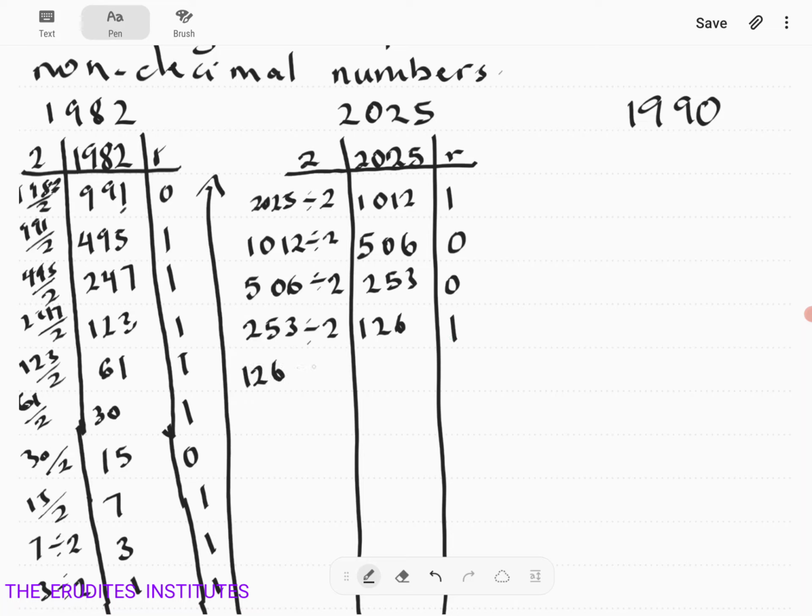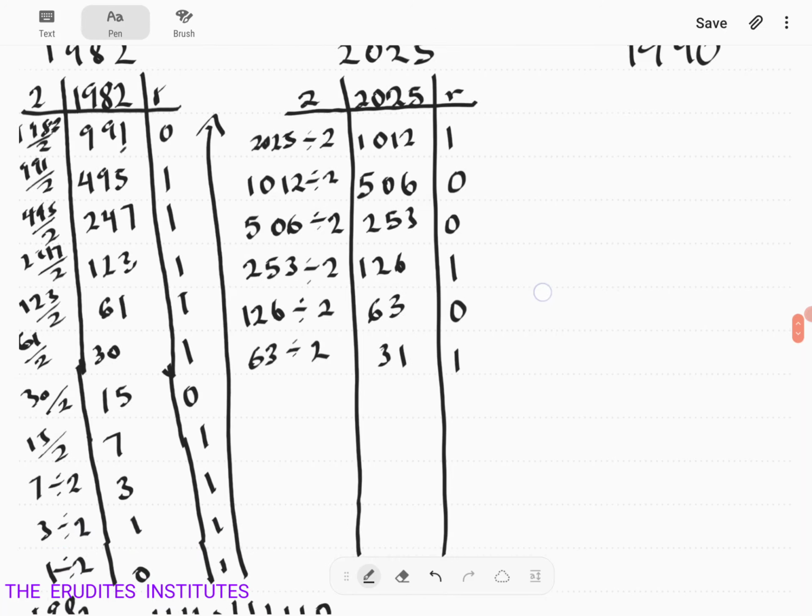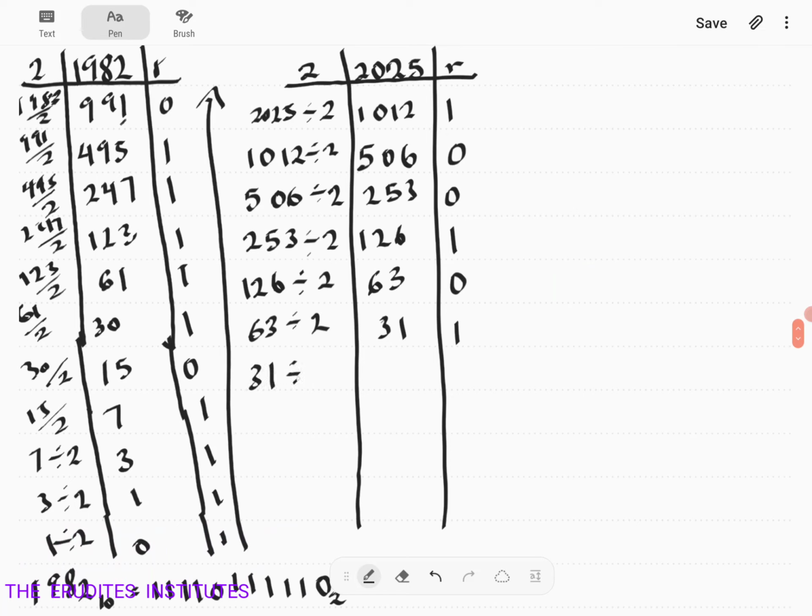So 126 divided by 2 would give us 63 with a remainder of 0. Now 63 divided by 2 would give us 31 with a remainder of 1. 31 divided by 2 would give us 15 with a remainder of 1.